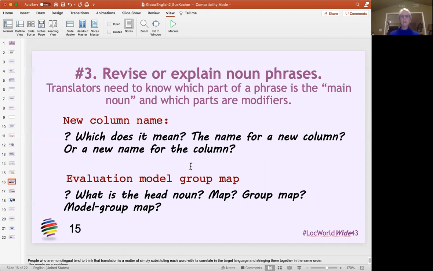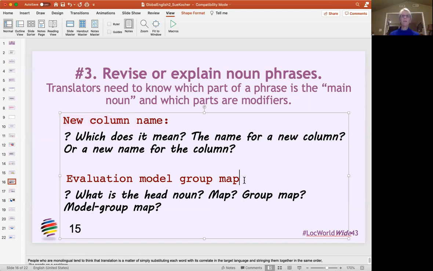The translators need to know which part of a phrase is the main noun, the head noun, and which parts are modifying that head noun. So in this case, the head noun could be column name, so you want a new column name, but it could also be the name of a new column, or a name for the new column. And that would be translated differently in some languages depending on what it means. So a savvy translator is going to ask for clarification.